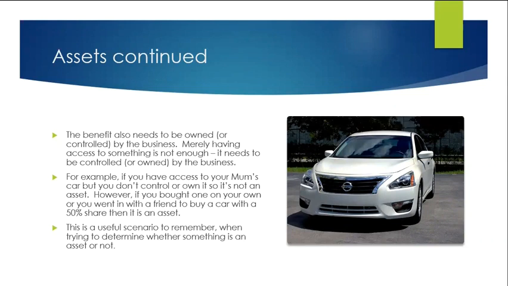Merely having access to something is not enough. It needs to be controlled or owned by the business. For example, if you have access to your mum's car, but you don't control or own it, it's not an asset. However, if you bought one on your own, or you went in with a friend to buy a car with a 50% share, then it is an asset to you. This is a useful scenario to remember when trying to determine whether something is an asset or not.